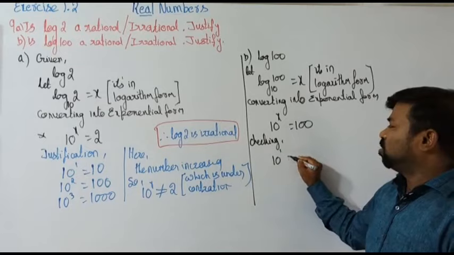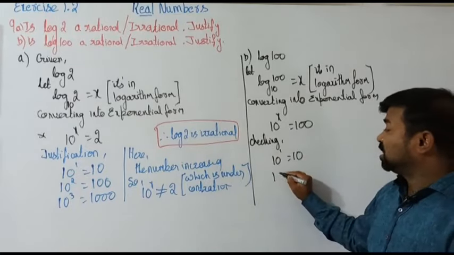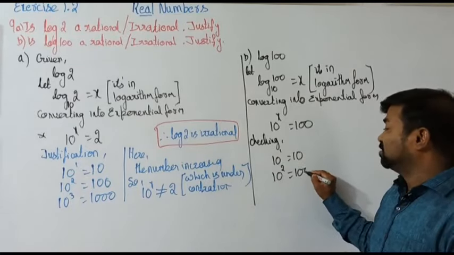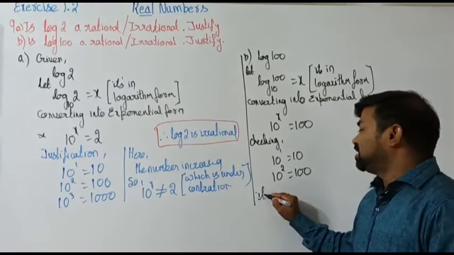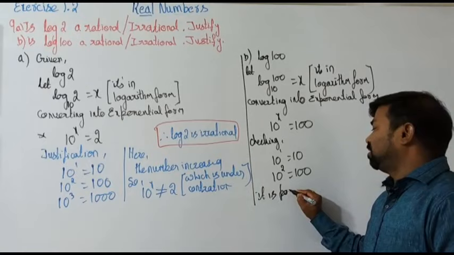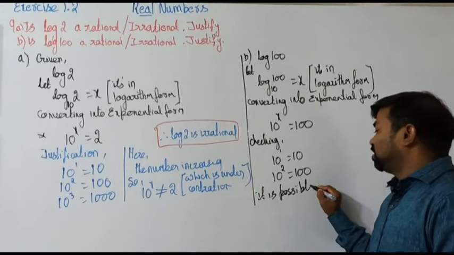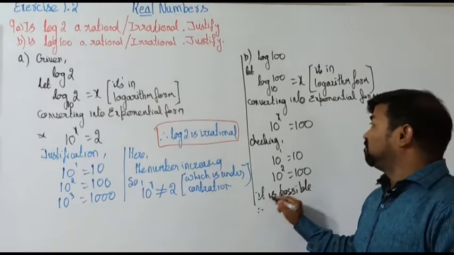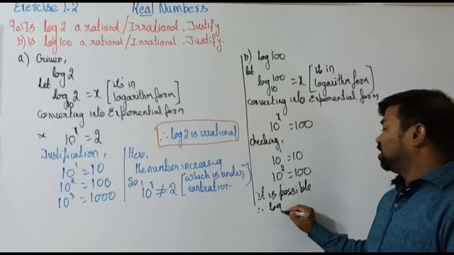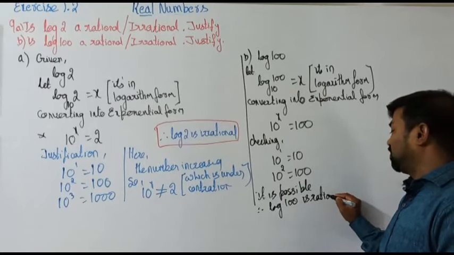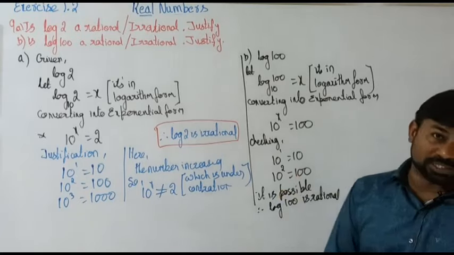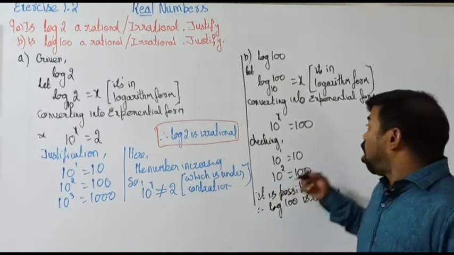Now 10 to the power 1, how much do you get? 10. 10 to the power 2 is equal to 100. Yes, right, it is possible. It is not under contradiction. Therefore, log 100 is rational. We can take it straight away like that. Why? Because it is possible: 10 to the power 2 can be 100.